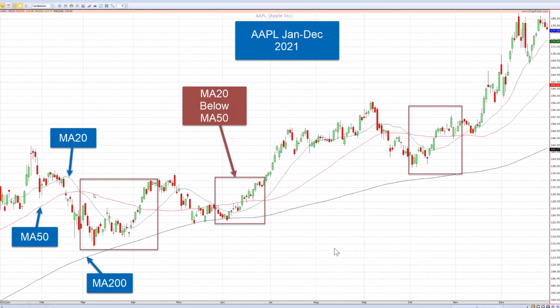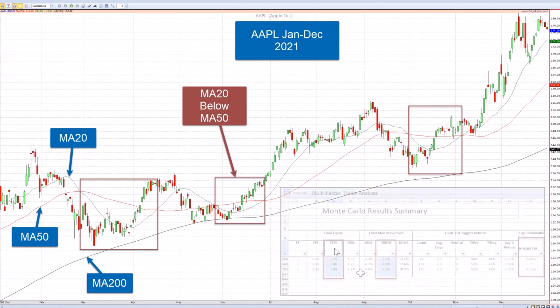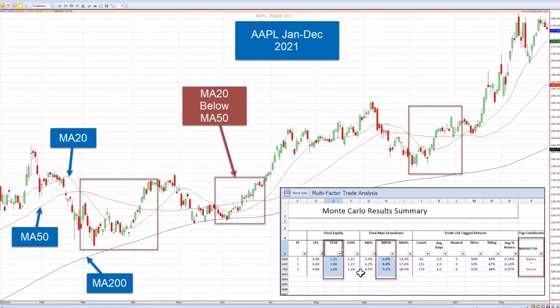I've highlighted the times when the 20 period is below the 50 period. And then we can visually look at this and see that these bars are actually better bars to be trading. Even though there are some down bars in the boxes, in the bars that are outside the box, there's way more down bars. So running that through the analysis ends up with a result where, again, the bars where the 20 is below the 50 were better, with a lower drawdown as well.